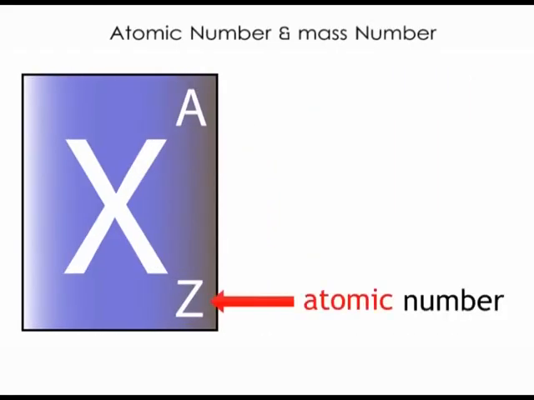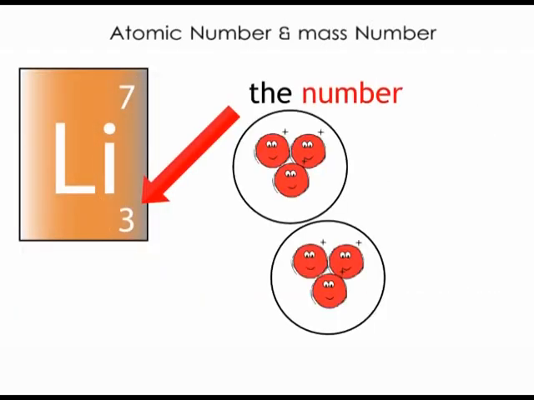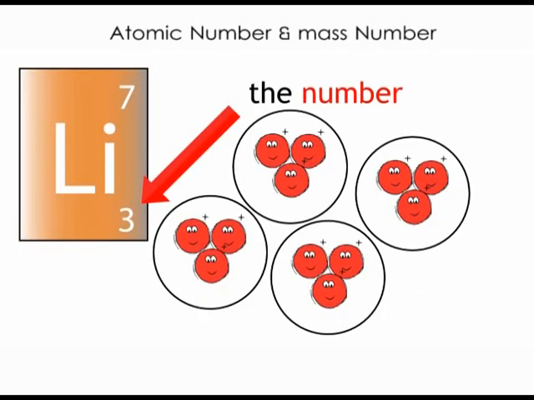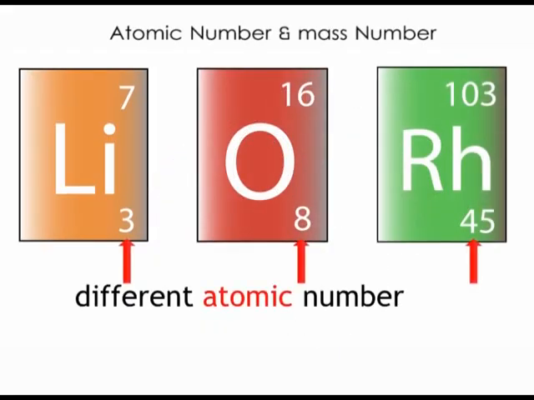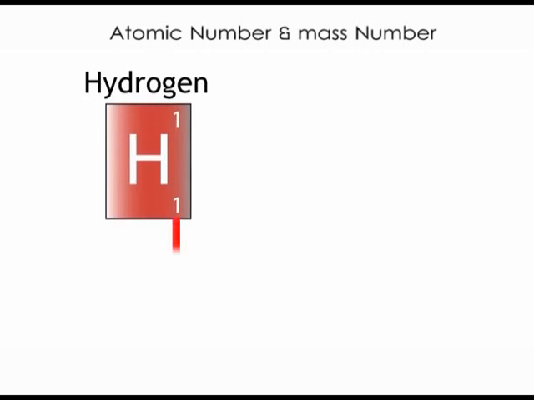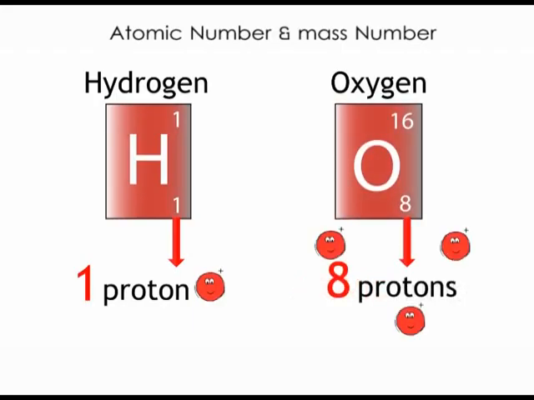The atomic number has symbol Z. This number tells us how many protons are in one atom of that element. The number is always the same for all atoms of a particular element. Atoms of different elements have different atomic numbers, meaning they have different numbers of protons. So an atom of hydrogen has atomic number 1 because it has one proton. An atom of oxygen has atomic number 8 because it has 8 protons.